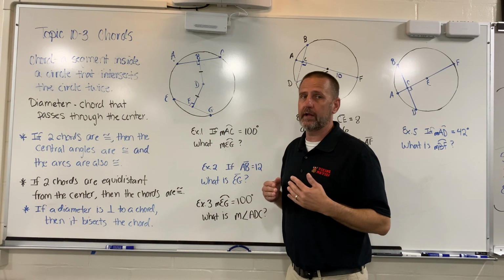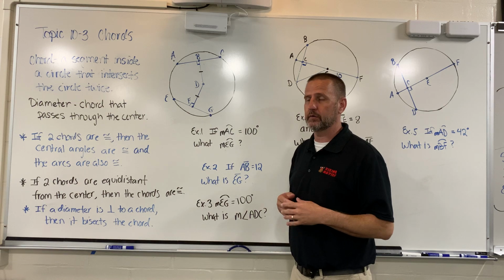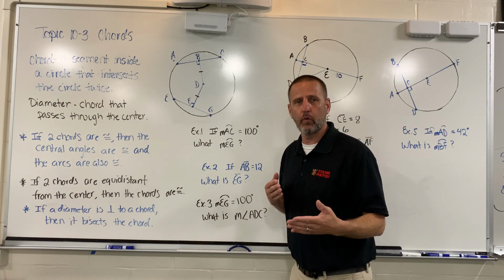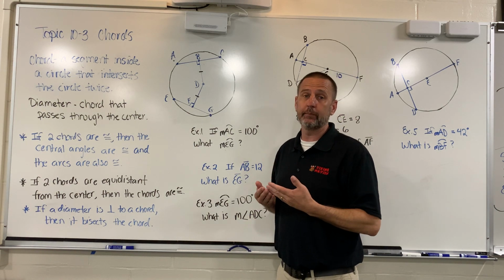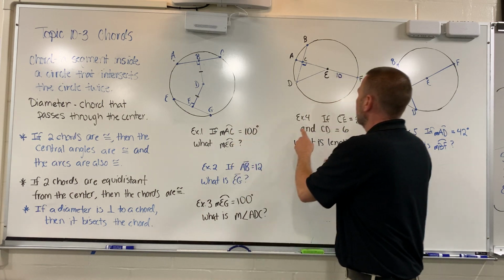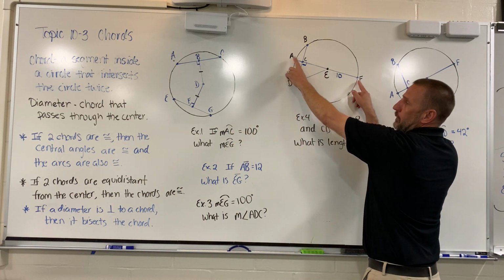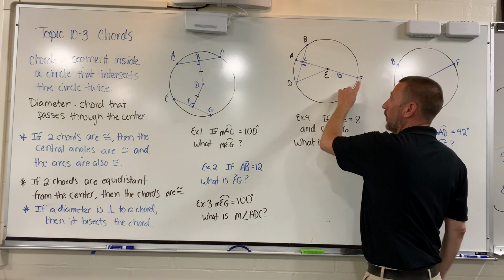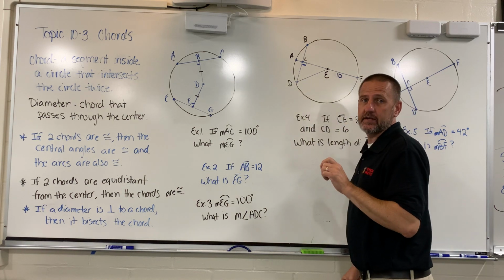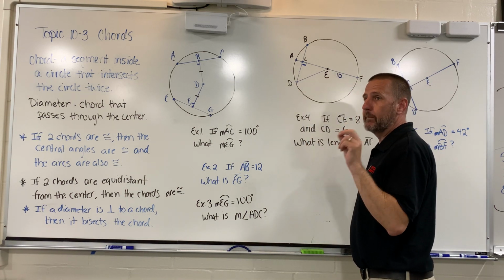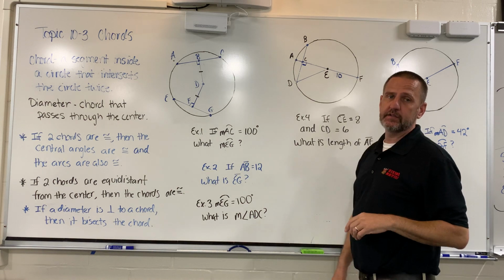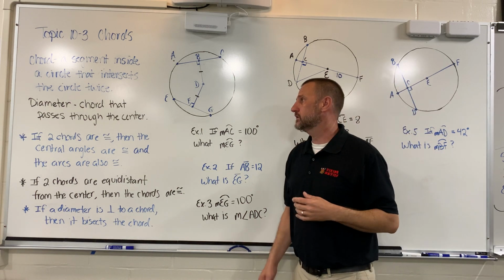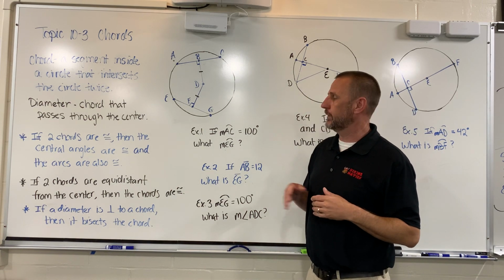Now, if that chord happens to go through the center of a circle, it stops being so much a chord and we start referring to it as a diameter. So if you look over here, A to F is what we call a diameter. It's a chord, yes, it intersects the circle 2 times, but it goes through the center, and that makes it something called a diameter.